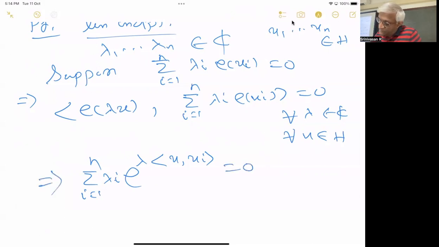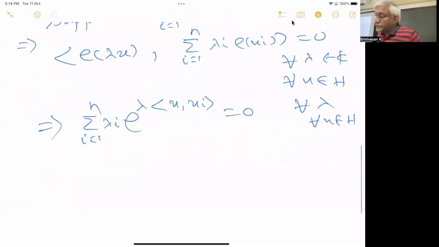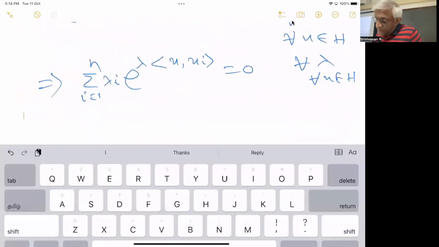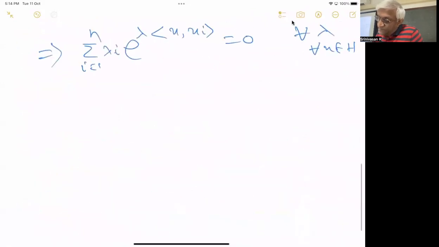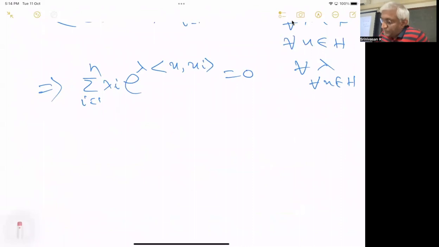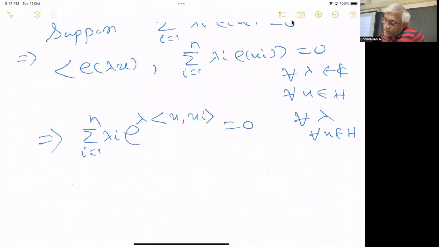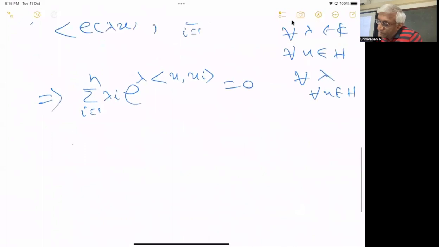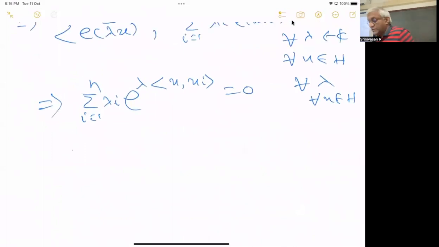This is true for all lambda and for all U also. Now you want to choose a U. Fix i. I put a lambda bar here, so it's true for all lambda. You can work with lambda bar also if you want.